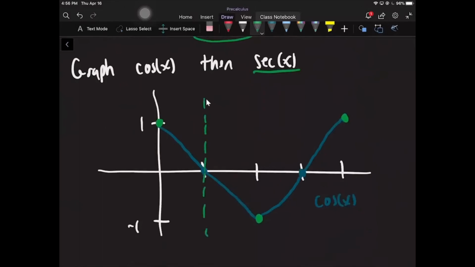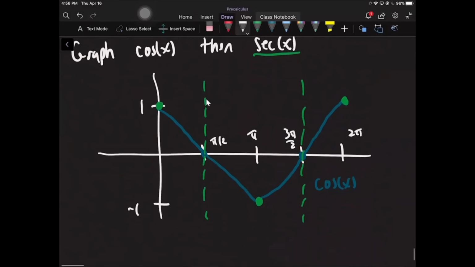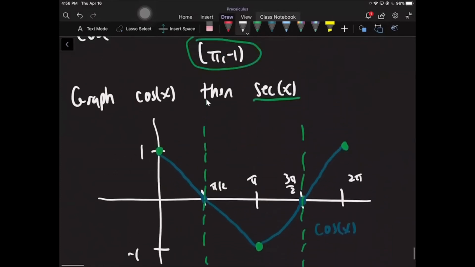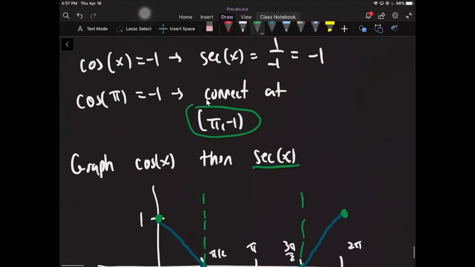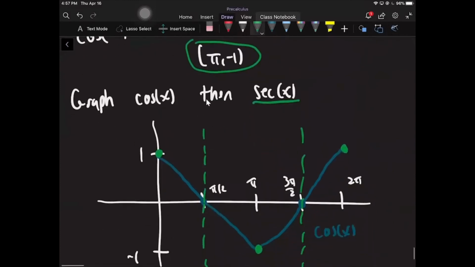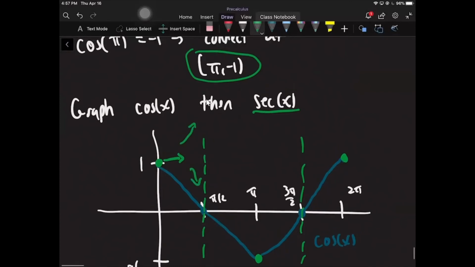I guess I should have labeled those. I'll go back and label them right now. 3 pi over 2 is there. So we have those vertical asymptotes. And then what do we know about vertical asymptotes? Well, we know that as the graph approaches a vertical asymptote, as it goes towards it, it has to either follow it up or follow it down.